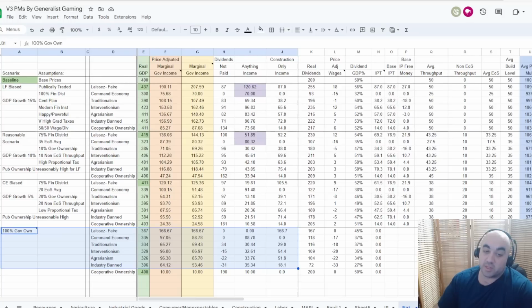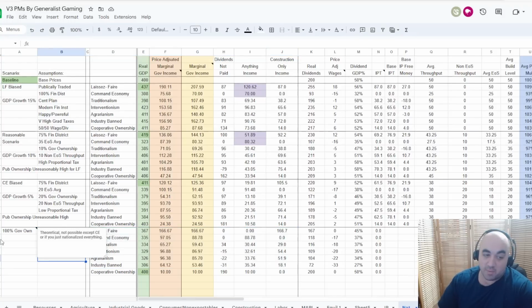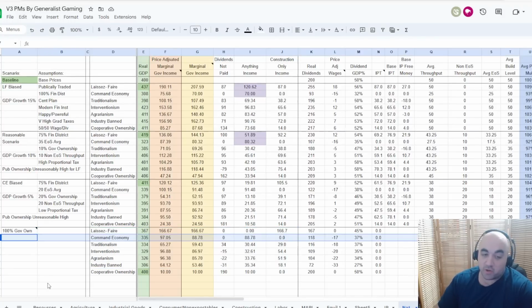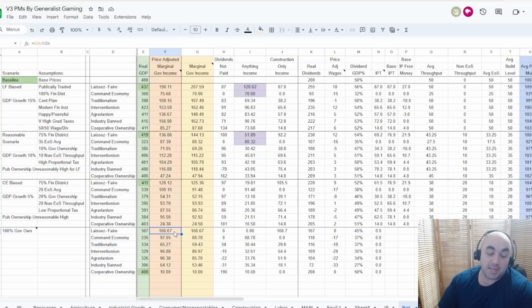Which is that command economy, even on the law where you are trying to go 100% ownership, doesn't really outperform any other system that's reasonable by that much. Okay, it outperforms interventionism and agrarianism slightly. It still gets crushed by laissez-faire.